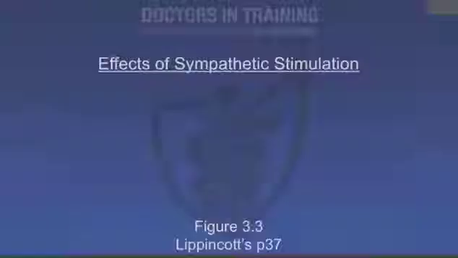Remember, this is an all or nothing system. It functions as a complete unit. The nice thing about it is you can pretty much figure out the response of each end organ to sympathetic stimulation by thinking about what does the body need to respond to stress? What does it need to fight or flee? So let's talk about specific effects of sympathetic stimulation. And you'll see this in Lippincott's on page 37, figure 3.3. So again, how does the body respond to stress? What does the body need to fight or to flee?